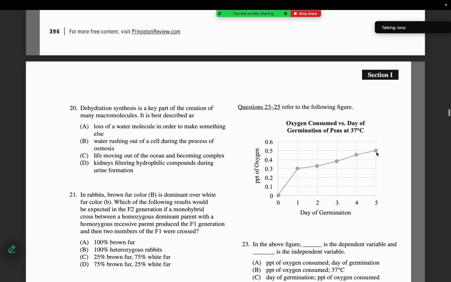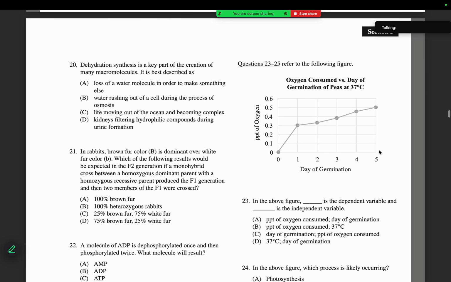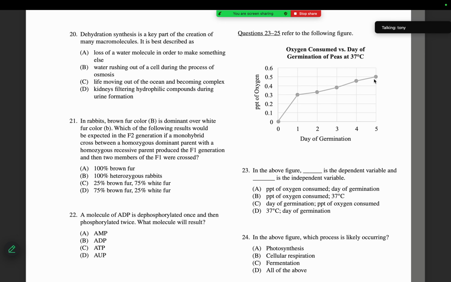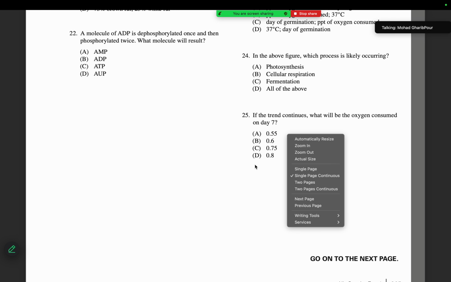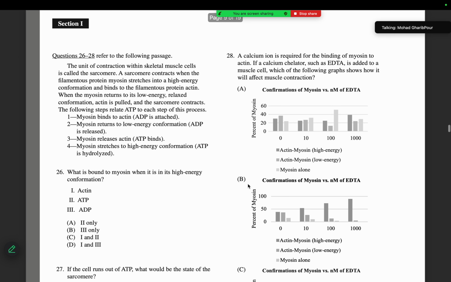Me, Tony. Okay. Do you understand why we choose that? Yeah. Okay. Just look at the trend more carefully. What did you choose? I chose 0.55. Oh, I see. Well, close, but not quite.